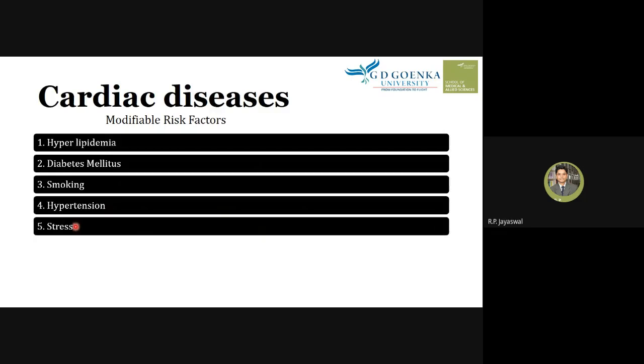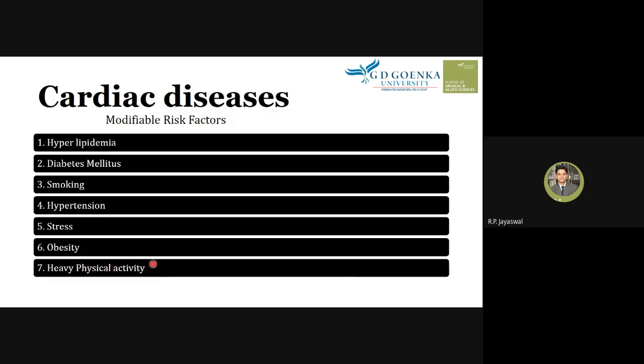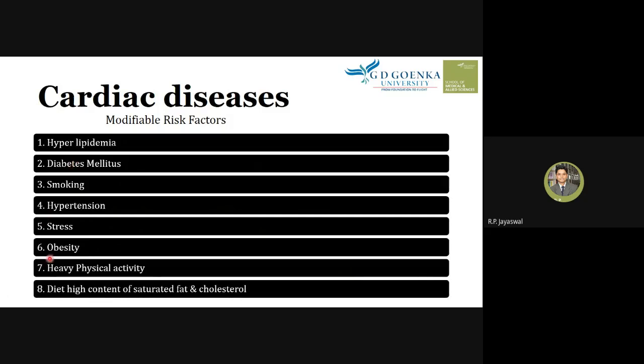We can change the lifestyle. We can try to become happy. Obesity is another factor which can also be modified. If a person is obese, then we can normalize it by changing the lifestyle, changing the nutritional behavior, changing the physical activity. Okay, and then heavy physical activity. So all of these are risk factors which can be modified, and we can prevent the cardiac disease. A diet high in saturated fat and cholesterol can also increase the risk of cardiac disease.